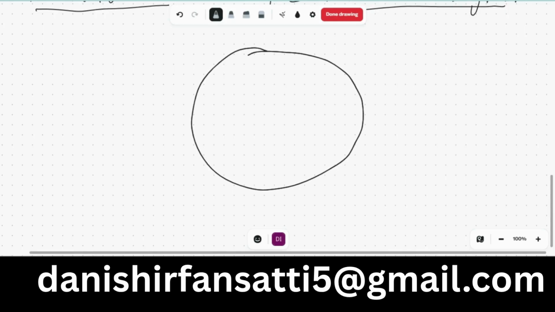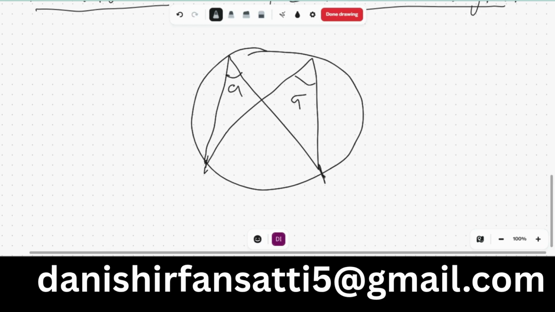For example, for this circle, if both angles are from two chords, these are two chords, then these angles are equal. Okay, if that angle is 40, then this angle will also be equal to 40.